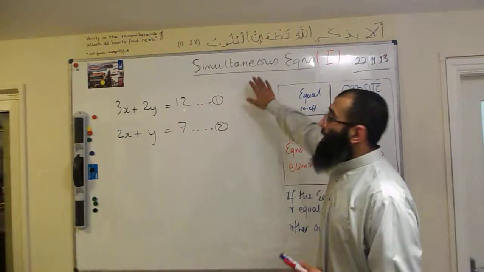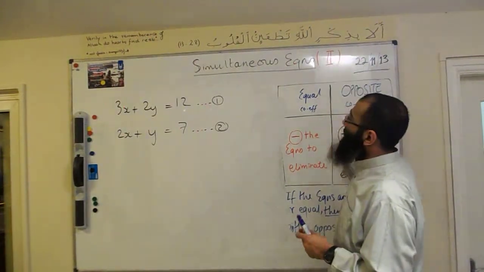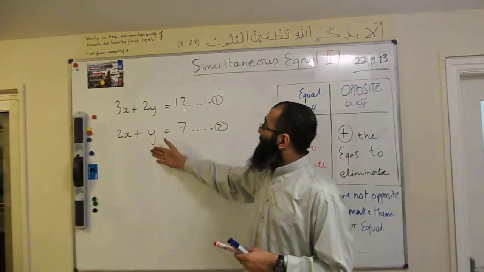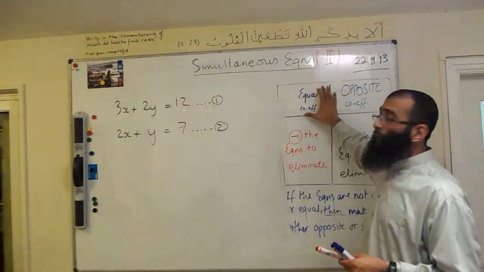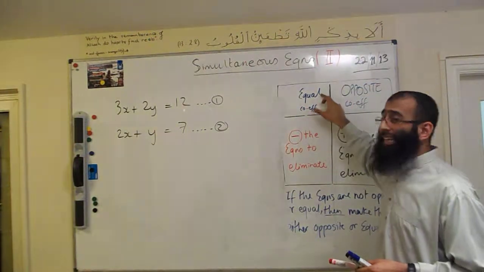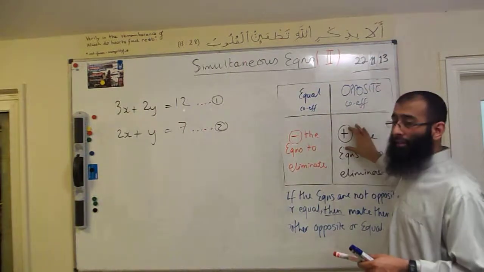Okay, that one. Simultaneous equations, folks, we're looking at type 2 now. Type 2, why do we call this type 2? We'll see in a second. To solve a simultaneous equation, we need to look at the coefficients of x and y. If the coefficients are equal, then we minus the equations to eliminate. If they're opposite, then we add.